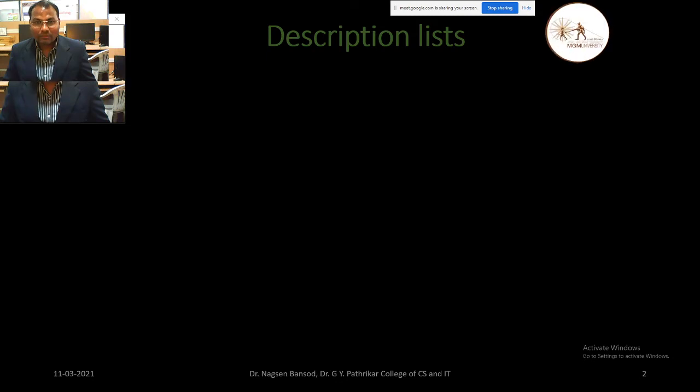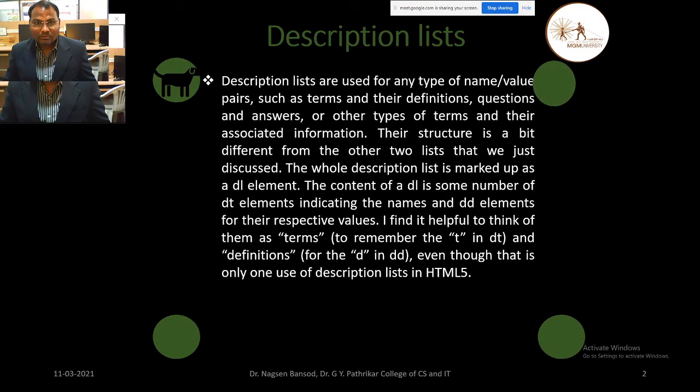Now today we are going to discuss the description list, which is used for any type of name-value pair, such as terms and their definitions, questions and answers, or their types. With a description list we can add a question and its answer, or a definition and its term. Its structure is a bit different from both the ordered list and the unordered list.